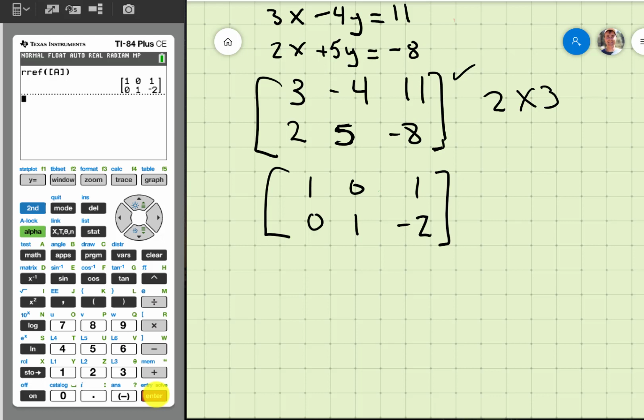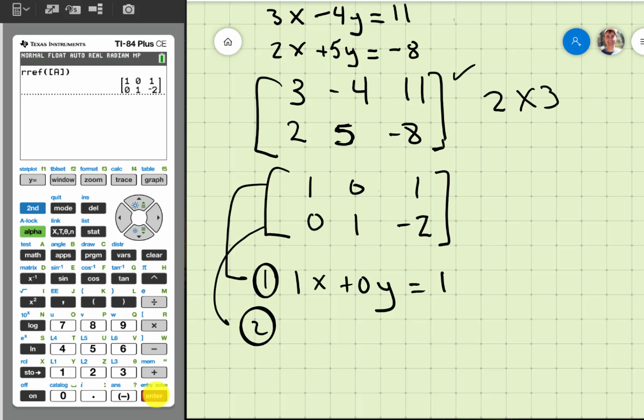And what is the interpretation of this? Now, you don't have to do this on paper, but I'm going to write it out on paper. This is what that first row says. It gives me this first equation. The second equation is 0x plus 1y equals -2. And that simplifies to, wait, 0 times y is nothing. 1 times x is x equals 1.